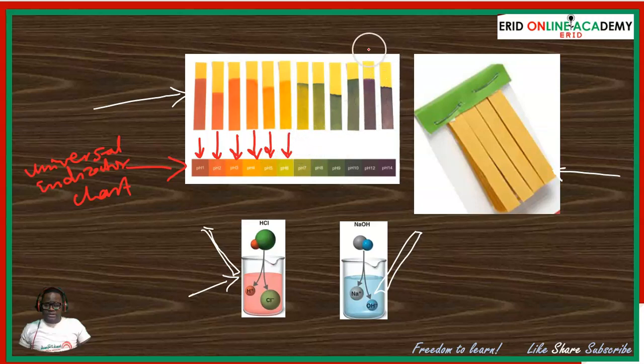For example, this paper was dipped into a particular solution. If I want to know the pH of that solution, I will match the color with the what? With the universal indicator chart, and it's matching a pH of what? 12. So I can say that that particular solution has a pH equal to what? 12. Of course, the solution is what? Is alkaline. How do I know? Because of this color change that I observe after dipping the paper into the particular solution and matching it with the indicator chart. So this is how to use the universal indicator paper.